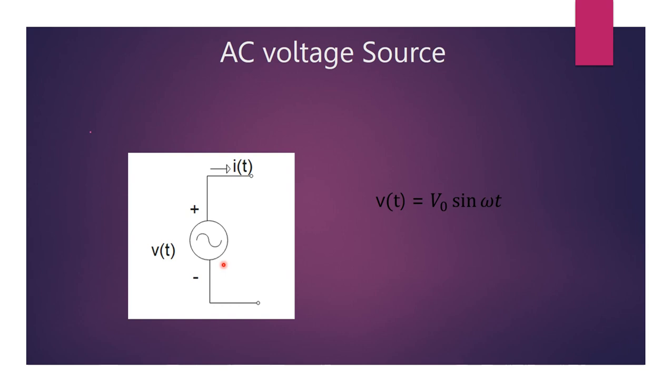The actual polarity changes its sign with the passage of time, that is, it may be plus and minus, and then minus and plus with the passage of time. And the current i(t) would flow in the direction of the arrowhead, that is this direction.